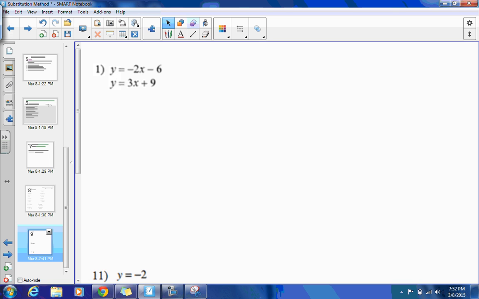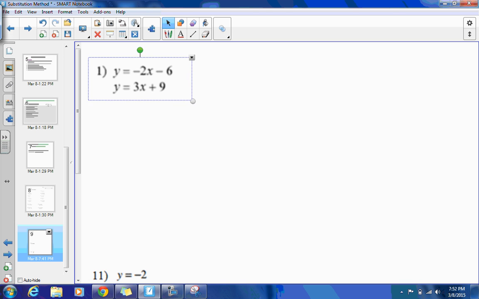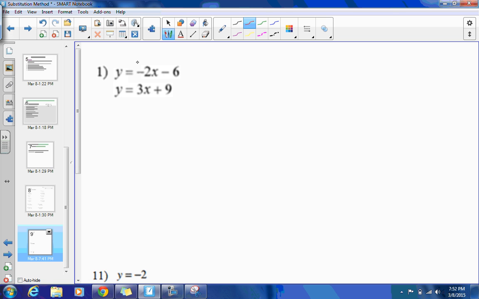So for number 1, it looks like both of these here are solved for y, so we can use either one. I'm just going to pick the first one and put a box around what y is equal to. y is equal to negative 2x minus 6. So we can plug that in for y over in this equation, and you're setting the two things equal to each other. So it would be negative 2x minus 6 is equal to 3x plus 9. These are both equal to y, so they're both equal to each other. Now we can solve for x.